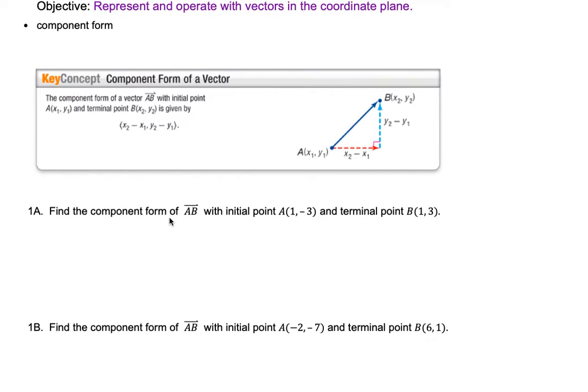Find the component form of vector AB with initial point A of 1, -3 and terminal point B, 1, 3. So I'm just going to take the difference of my x's and the difference of my y's, and that will be, so my x's, I'll just take 1 minus 1. Those are my x's. And then I have 3 minus a -3. So my component form of this vector is going to be 0, 6.